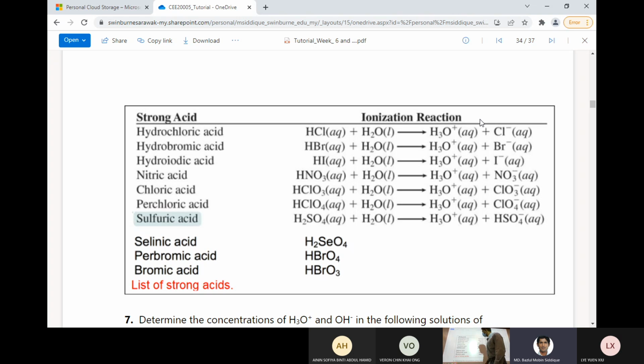Okay, so now this is our strong acid list, and we see it is not in order. Now you know already that it's not in order, right? So selenic acid and others are strong but not that strong, like hydrogen iodide.